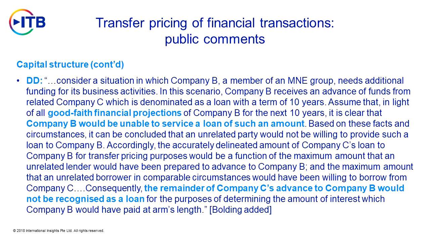And the maximum amount that an unrelated borrower in comparable circumstances would have been willing to borrow from Company C. Consequently, the remainder of Company C's advance to Company B would not be recognised as a loan for the purposes of determining the amount of interest which Company B would have paid at arm's length.